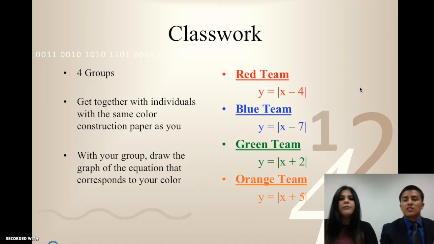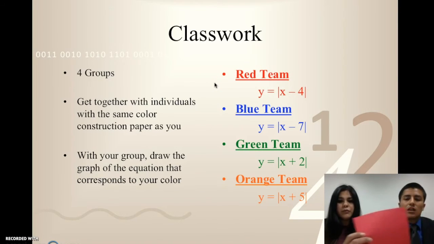Alright, so now that you have gotten together into groups, on the right here on the screen we have the 4 different equations that we will be graphing. So remember, we want to graph these equations and we only want the positive sides of each of the lines, remember? So you want to split the graphs into 2, and then each of your groups will be graphing an equation listed here that corresponds to the color of your construction paper. So a red team with red construction paper will be graphing y is equal to the absolute value of x minus 4, and so on for every group.